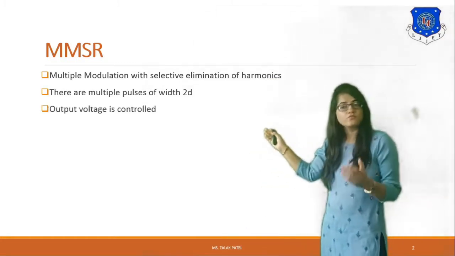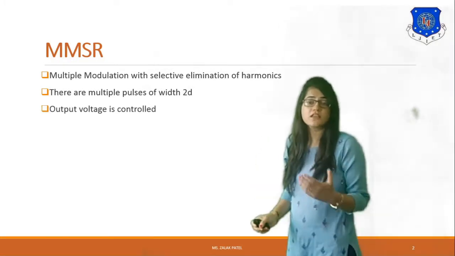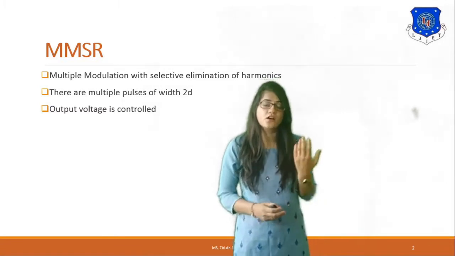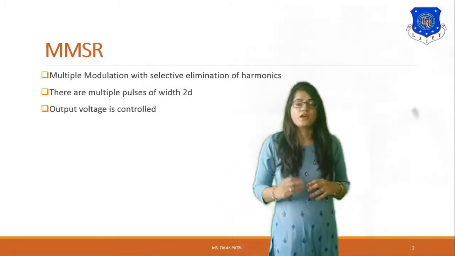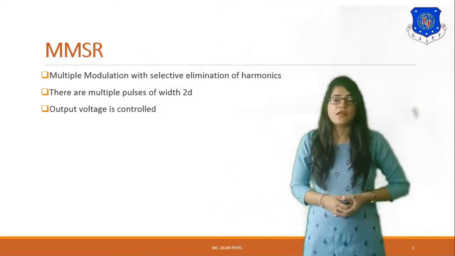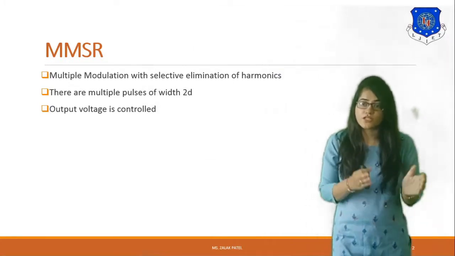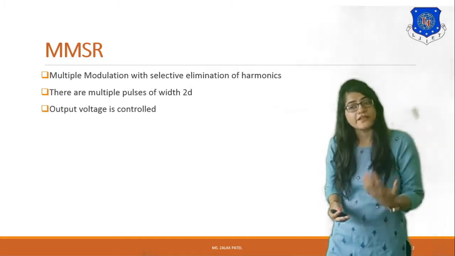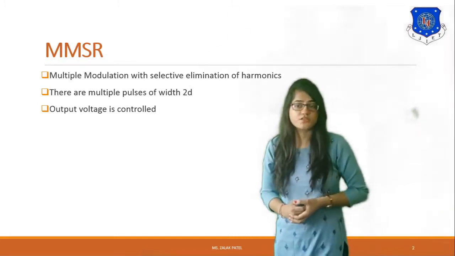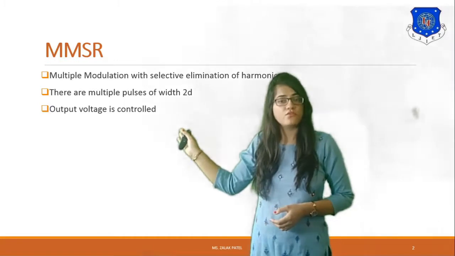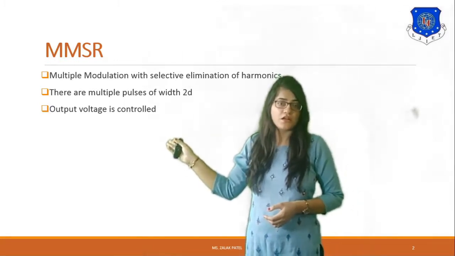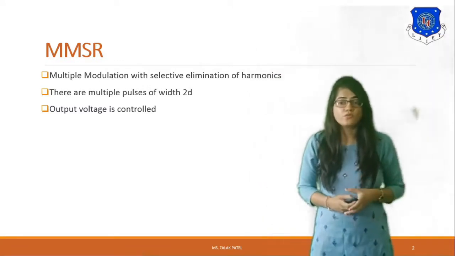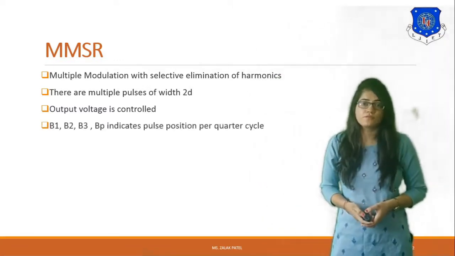Here the output voltage is controlled, which means this type of inverter is a voltage source inverter. In the first lecture of this unit, I said that there are two types of inverters, voltage source as well as current source. So if it is asked to explain any one type of voltage source inverter, then you have to do this multiple modulation with selective elimination, because here the output voltage is controlled.